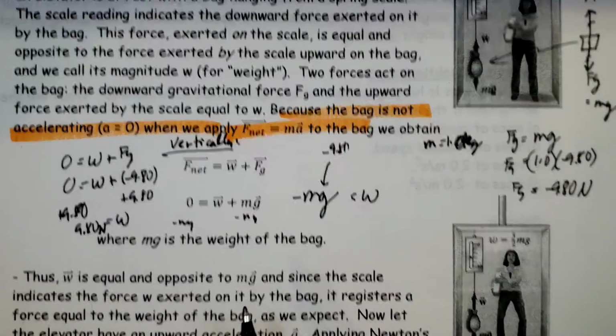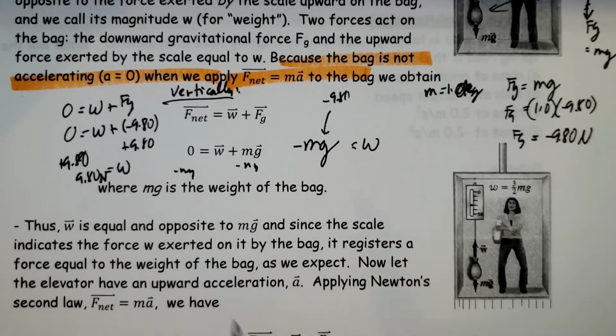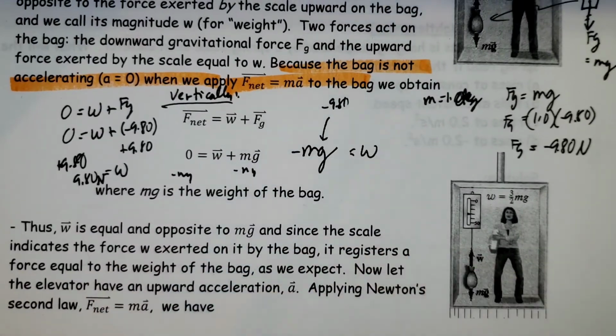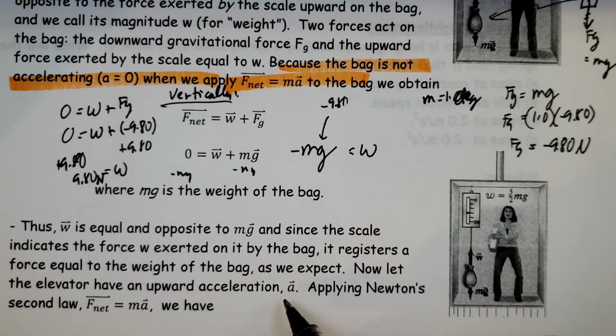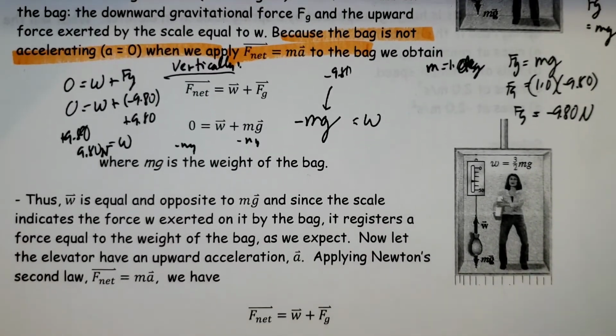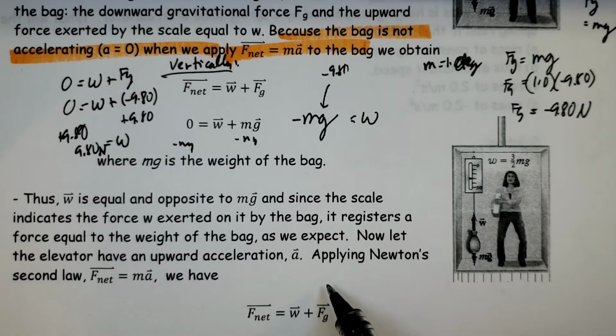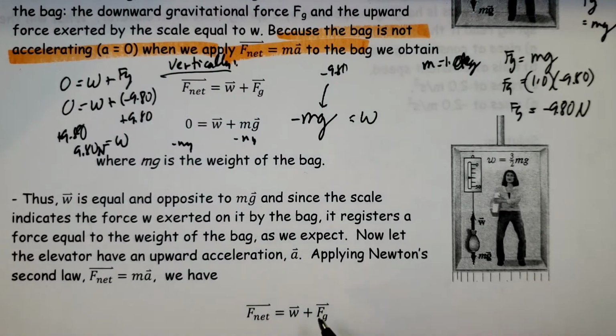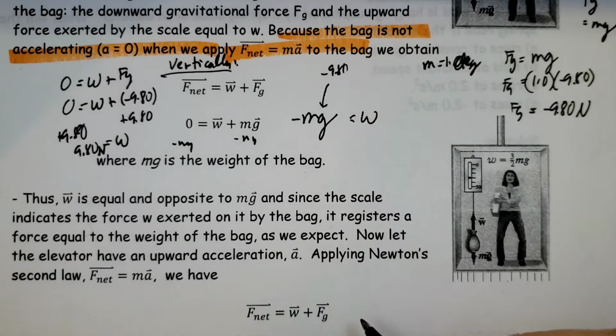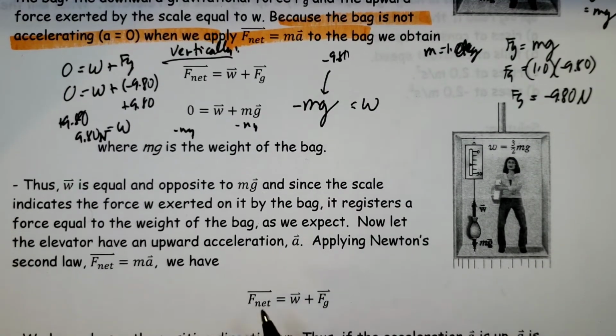So thus W is equal and opposite to mg, and since the scale indicates the force W exerted on the bag, it registers a force equal to the weight of the bag as we expect. Now, let the elevator have an upward acceleration. So that moment in time when the elevator is going from 0 to some velocity that you experience in that elevator. It's a very quick moment, but we could say that's the time period in which it is happening. So we would have the same thing here, 9.8, but this time we're not going to have F net equals 0.